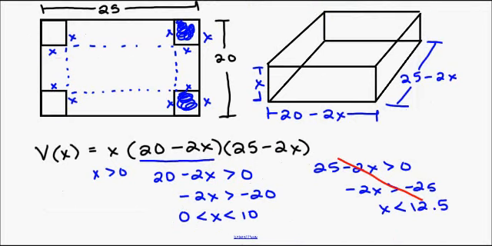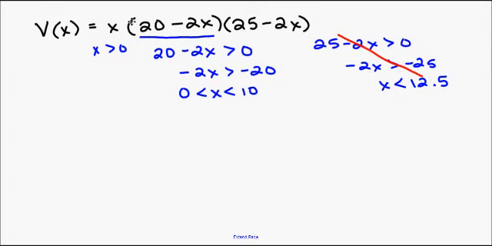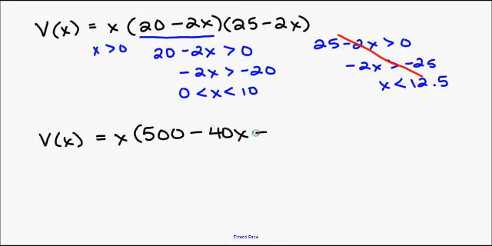Okay, but we want to do this analytically also, because you're not always going to have your calculator. And we're going to do that by beginning to multiply this out. So multiply, FOIL it out. So 20 times 25 is 500, minus 2 times 20 is 40x, minus 2 times 25 is 50x, plus 4x squared.